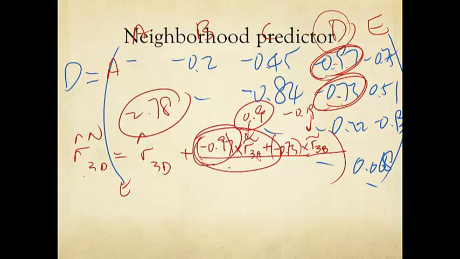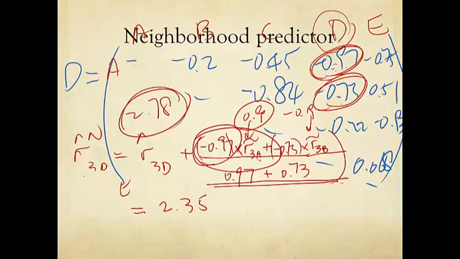And then we just normalize now by the absolute value of the Dij, which is 0.97 and 0.73. This therefore happens to be 2.35. In other words, the net effect of the neighborhood help is to reduce the prediction from 2.78 to 2.35.